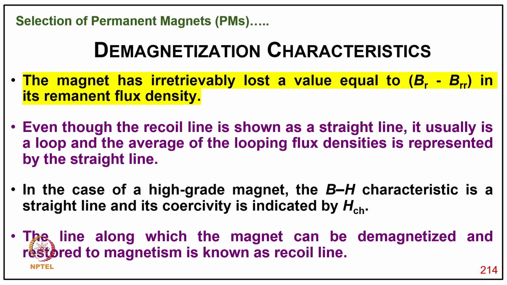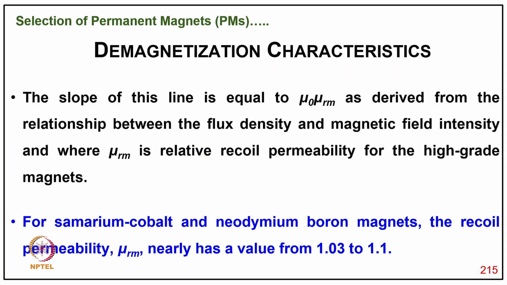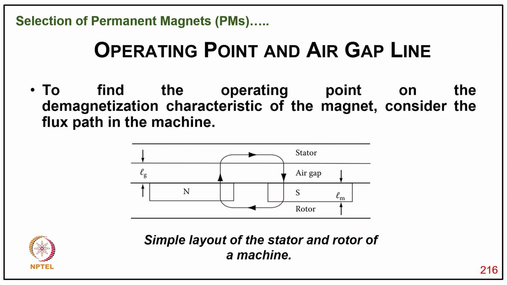And in case of a high grade magnet, the BH characteristic is a straight line and its coercivity is represented by HC. The line along which the magnet can be demagnetized and restored to magnet is known as the recoil line. The slope of this line is equal to mu0 mu rm, as derived from the relationship between the flux density and magnetic field intensity, where mu rm is the relative recoil permeability for the high grade magnet. For samarium cobalt and neodymium iron boron, the recoil permeability mu rm has a value of nearly 1.03 to 1.11.